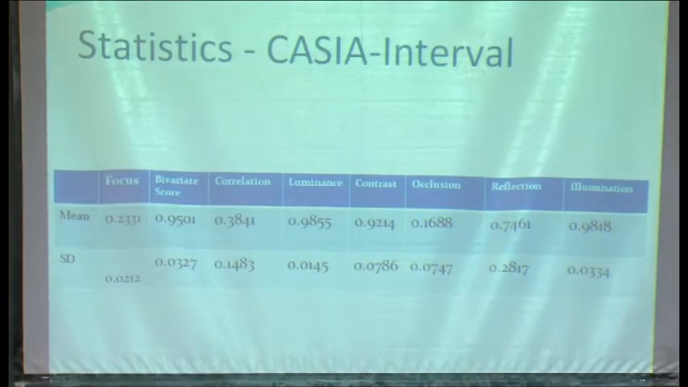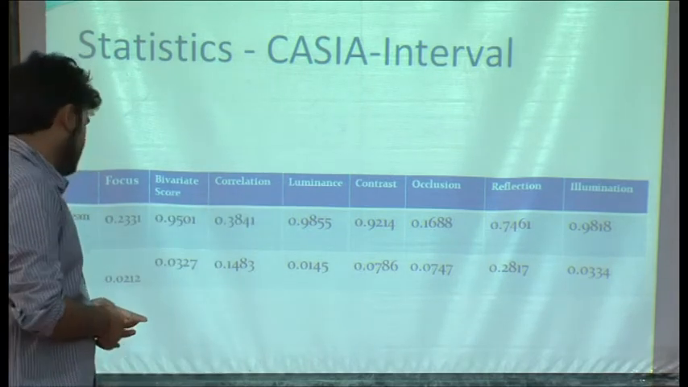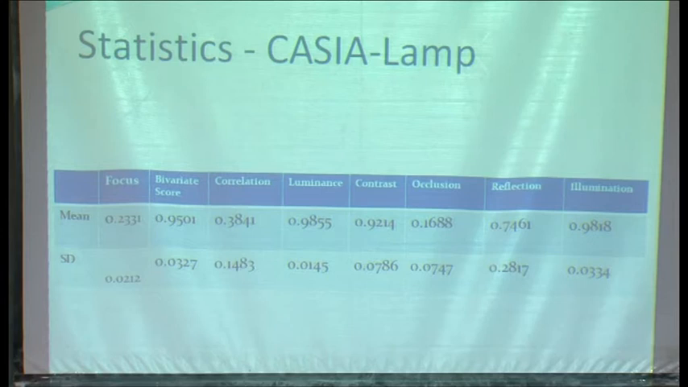These are the statistics for the CASIA interval. I evaluated all these methods over it, and this is for LAMP. The whole code was run, but the images were not analyzed from LAMP.